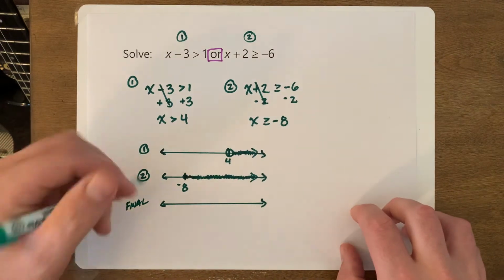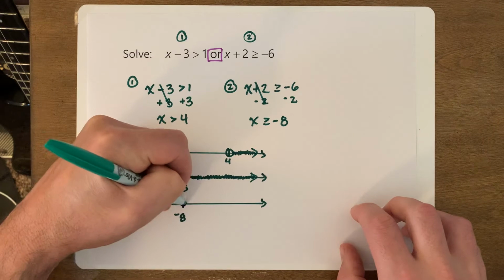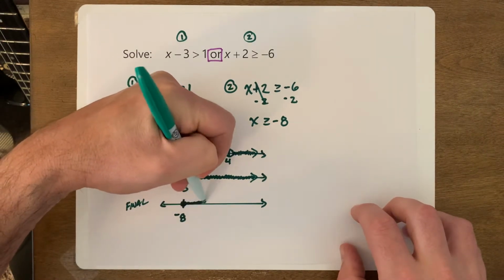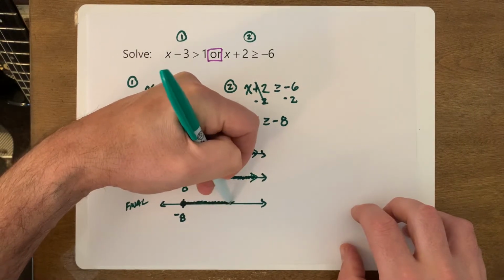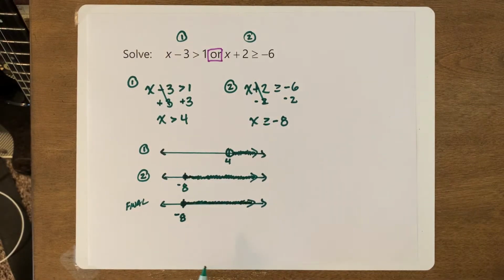So my final number line would be negative 8 with a closed circle and shaded to the right. The reason why is because it's an or. This is probably going to be confusing for somebody who's seen this for the first time for a while, but this is how it works.